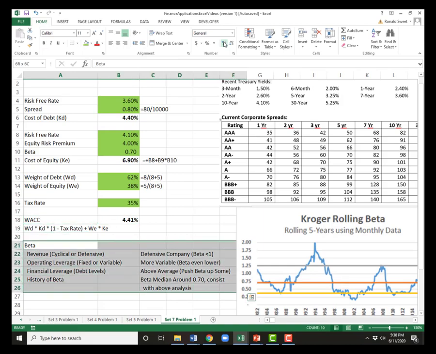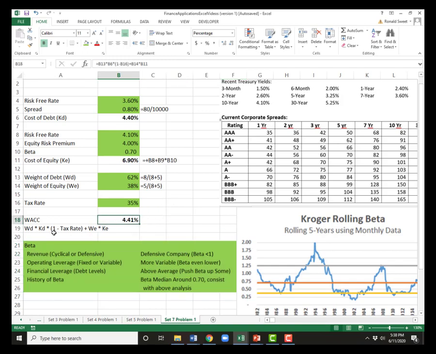When you do the other problem for the second company, it's Paccar, and Paccar is definitely a very different company, definitely not a defensive company. So you have to think about what number you use there. But that's what you're after. There's the answer right there, 4.41%.